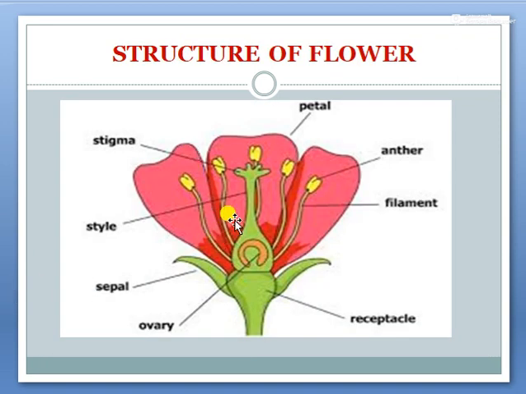This is the structure of a flower. A flower has many parts like petals, sepal, stamen, which is the male portion of the flower, and pistil, which is the female portion of the flower. All these parts of the flower are attached to a swollen base which is known as the receptacle.